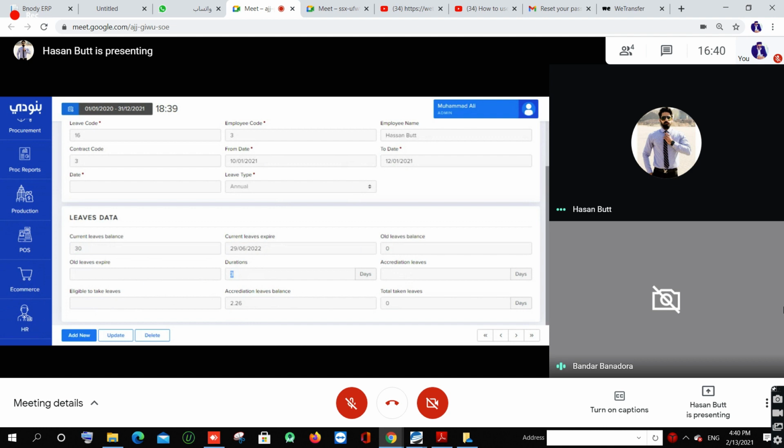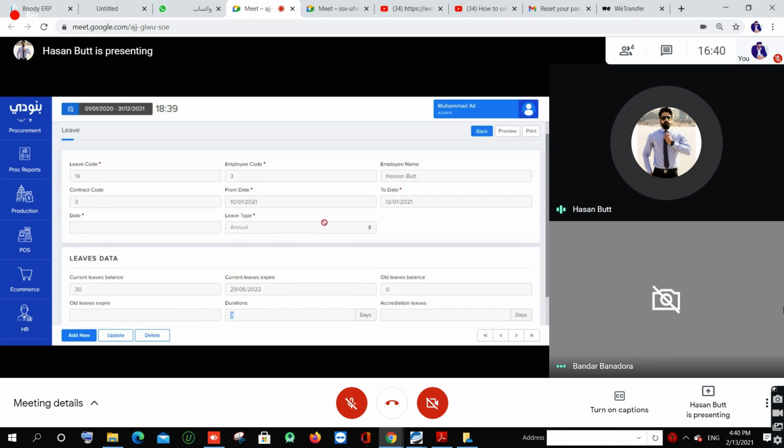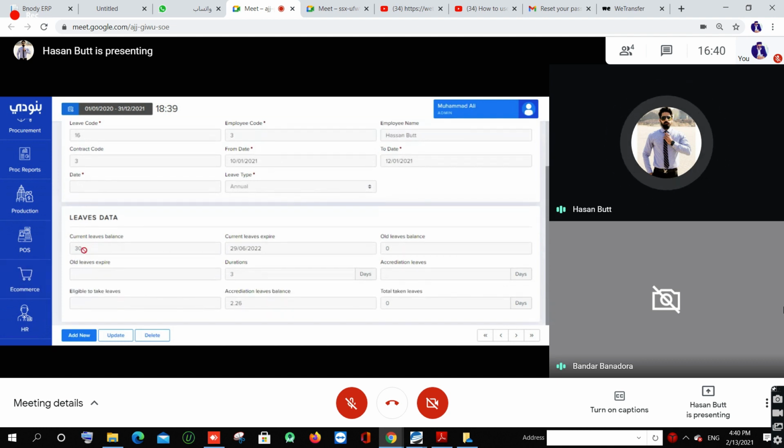The question here is, why is the current leaves balance still 30? Because the date hasn't come yet. Yes, your question, brother, is 100% right. But when we were creating the first-time leaves for this employee, he was getting leaves for the very first time, so his first-time balance was 30. The next time when we create the leaves, the current balance will be 27.